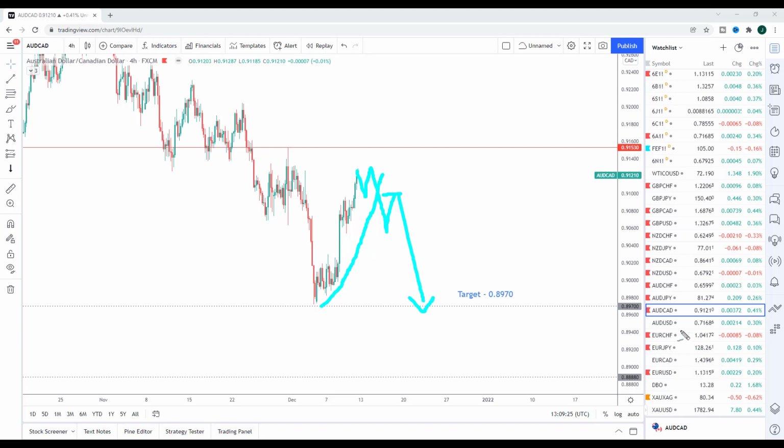Just bear in mind, I would much rather look for Pound CAD to the downside and New Zealand CAD before I looked for Aussie CAD. I don't think Aussie CAD is a fantastic market. I think there's better markets highlighted here over and above Aussie CAD.